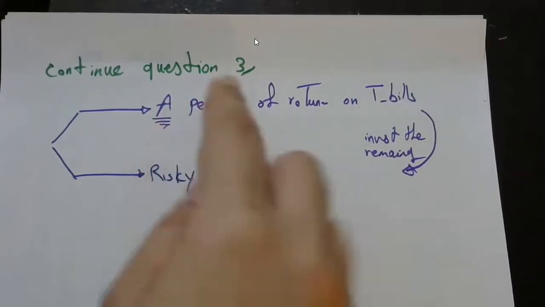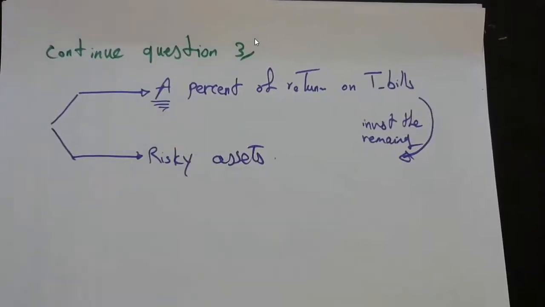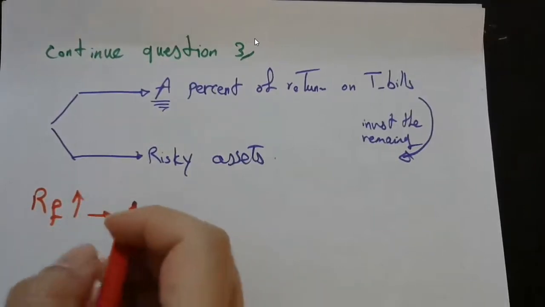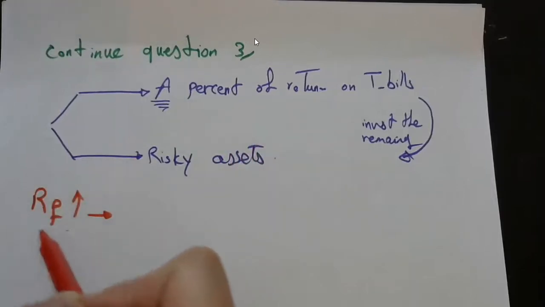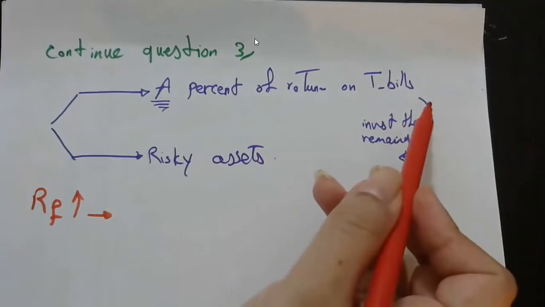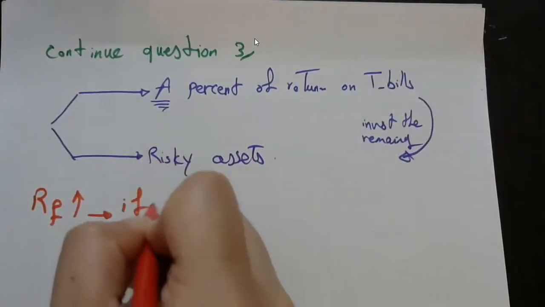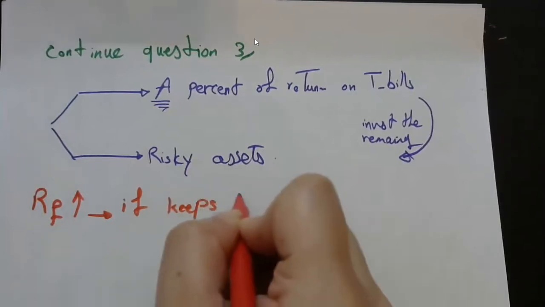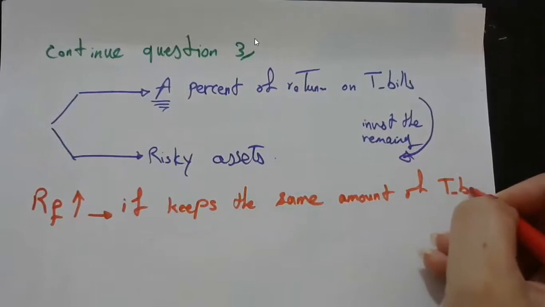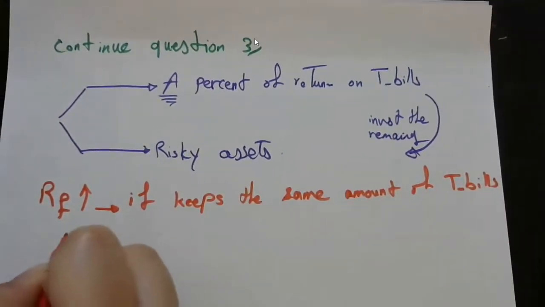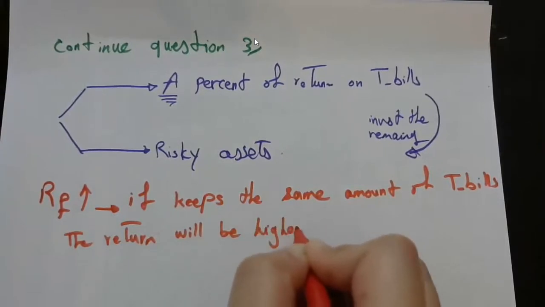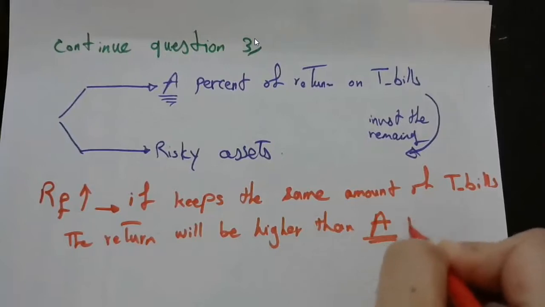So now let's discuss from the point of view of this person. RF has increased. So it means that with the same amount that this person has, because RF has increased, this person is going to have a higher percentage of return on T-bills. So if RF has increased and this person keeps the same amount of T-bills, the return will be higher than 8%.